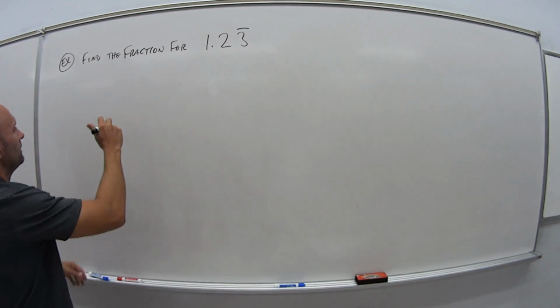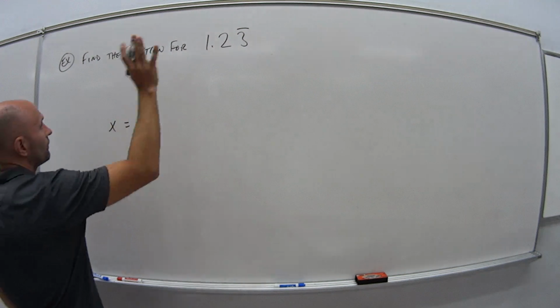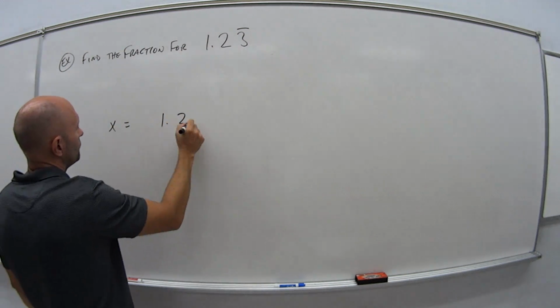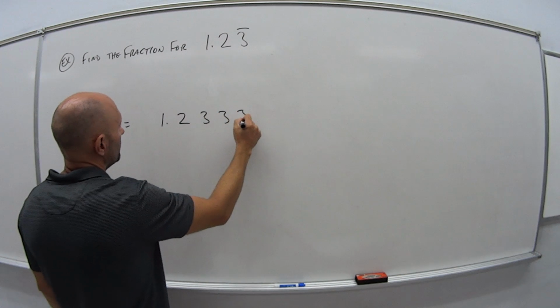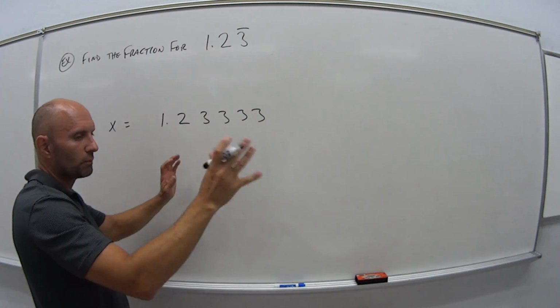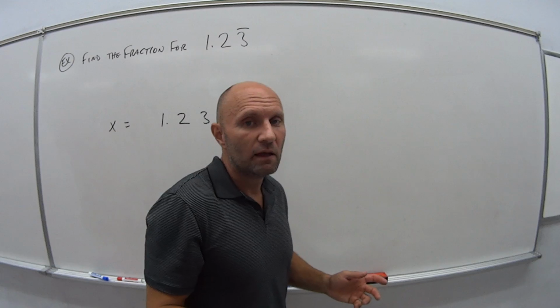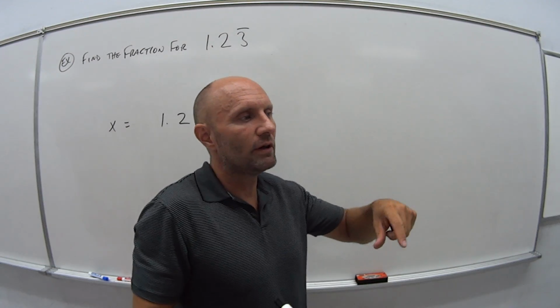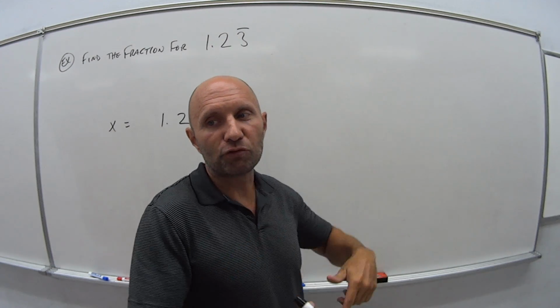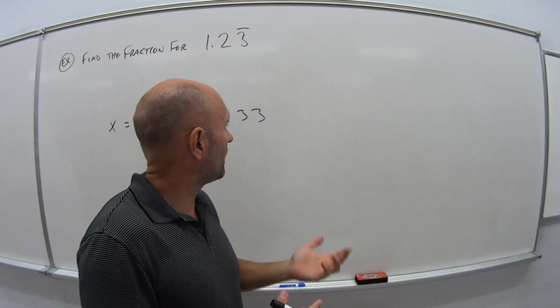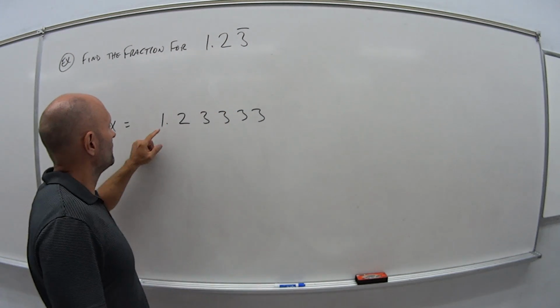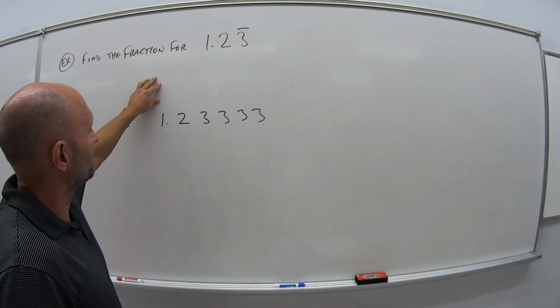So the first thing we did is what? We said x equals this guy, 1.23, and the 3 is the repeating piece. So I'm going to put a few of those in. Why? Because I need to make sure that the part I'm subtracting, they all line up. So if I do that though, let's look at this.